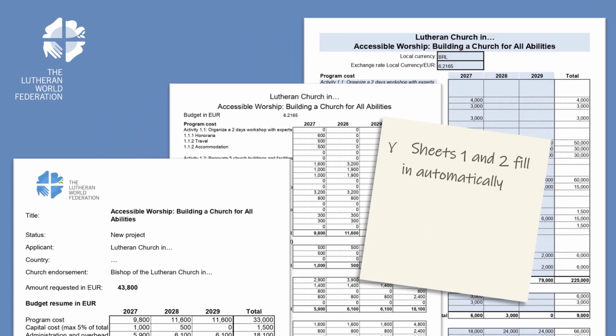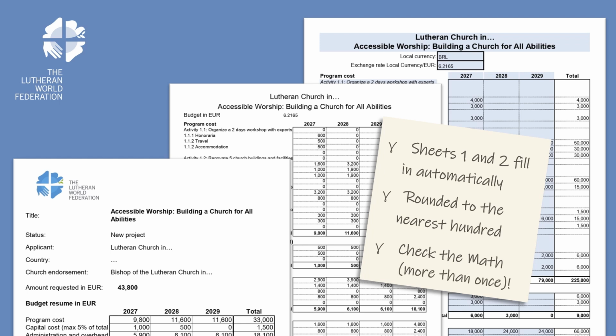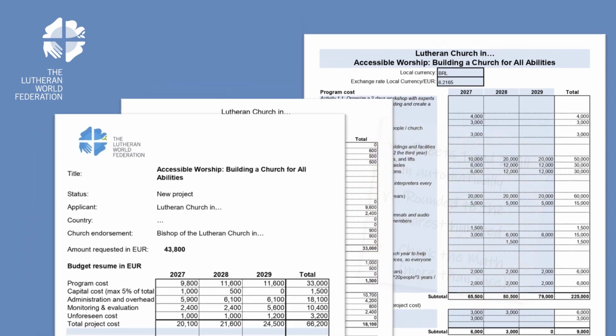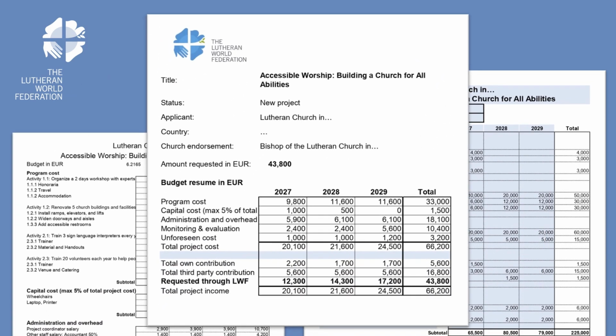The amounts in euros are calculated by multiplying the local currency amount by the exchange rate and then rounding to the nearest hundred. If you have made any changes to Sheet 3, check that Sheet 2 still matches. Some formulas might stop working. Finally, make sure the cover page shows all your budgeted costs and income correctly.